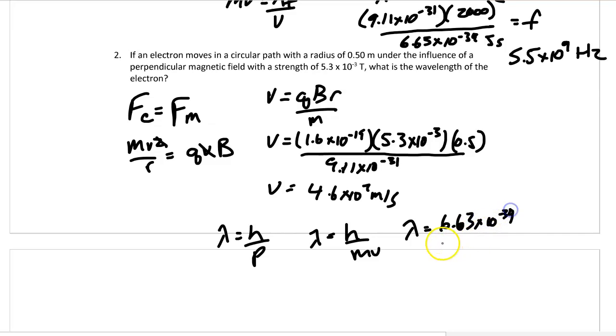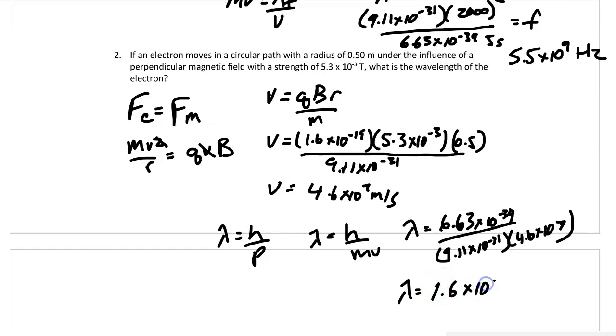10 to the negative 34, divide that by momentum, 9.11 times 10 to the negative 31, and that velocity of 4.6 times 10 to the 7 meters per second gets you a wavelength of 1.6 times 10 to the negative 11 meters. Oh, sorry, this was based on a times 10 to the negative 2. That's a little typo there. My bad, I'm sorry. The numbers work out, but that's 5.3 times 10 to the negative 2.